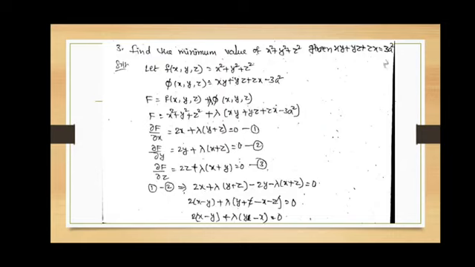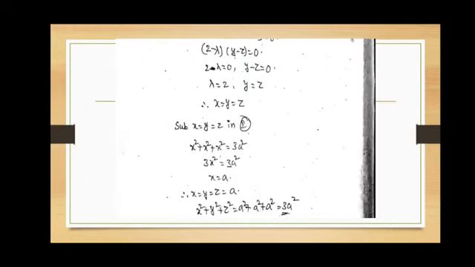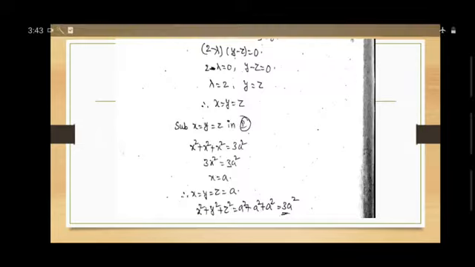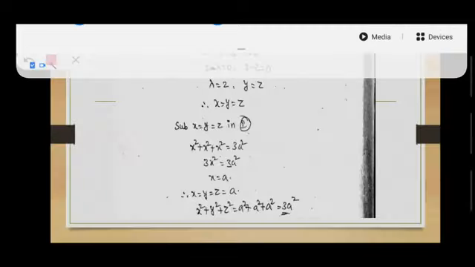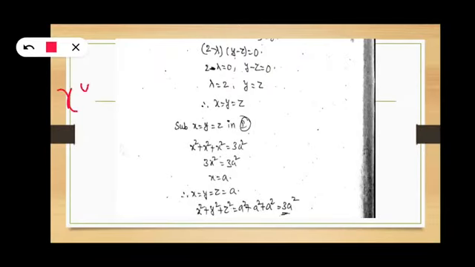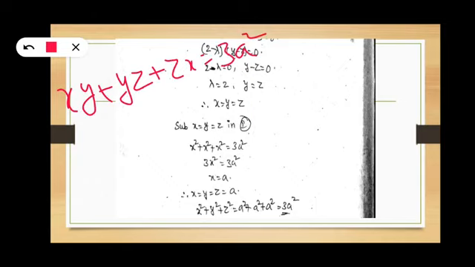If we see the condition, what is that? xy plus yz plus zx is equal to 3a square. So we write here, what is the condition? The condition is xy plus yz plus zx is equal to 3a square. Now we know x is equal to y is equal to z, so we substitute x in place of y and z.